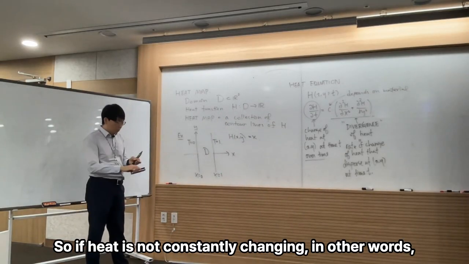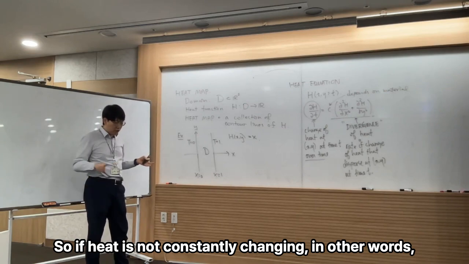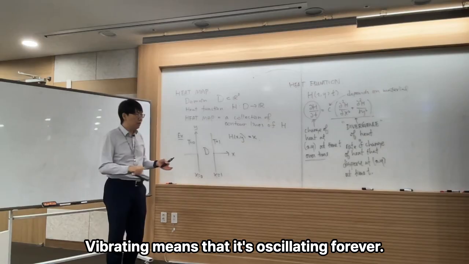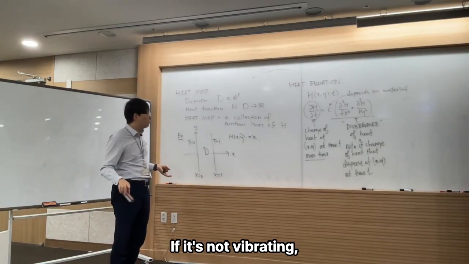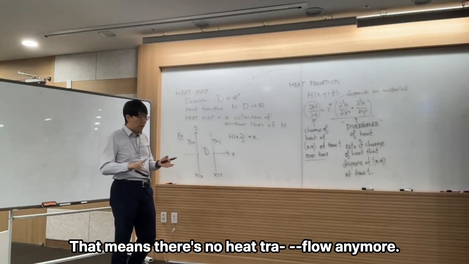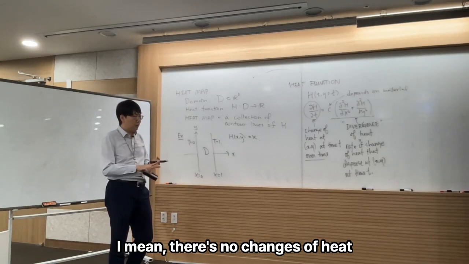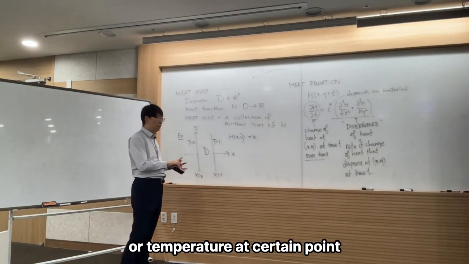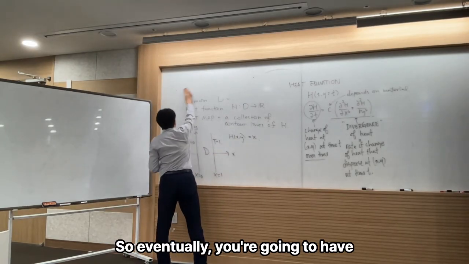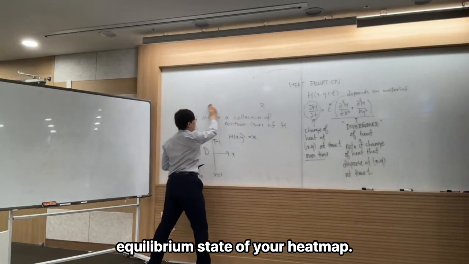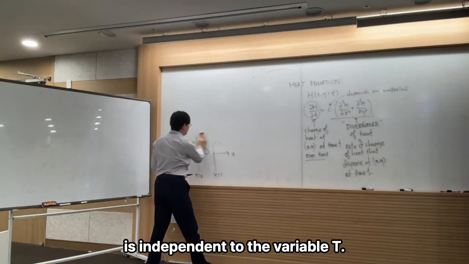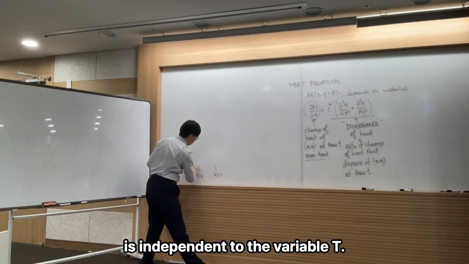Okay, but let's think about the general situation. If heat is not constantly changing, in other words, if heat is not vibrating, and vibrating means that it's oscillating forever, then at a certain point the heat map will be stabilized. That means there's no heat flow anymore. There are no changes of heat or temperature at a certain point, even as time flows. So eventually, you're going to have an equilibrium state of your heat map. That means your heat function is independent of the variable t.